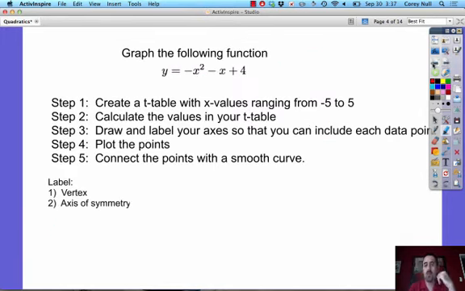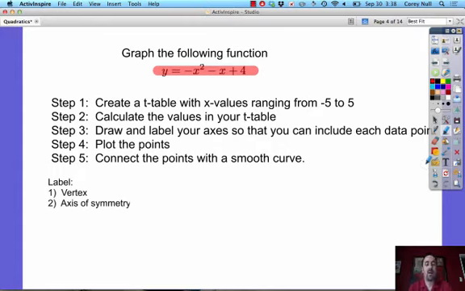Alright, so now let's just practice graphing a little bit. So we're going to play with this function for a minute. Y equals negative x squared minus x plus 4. So here's what you want to do to graph when you're first starting out with quadratics. The first step is to create a t-table with x values ranging from negative 5 to 5. Now I'm choosing negative 5 to 5 because that's usually a good range. Sometimes that'll be a poor range. Sometimes you're just going to have to feel it out a little bit.